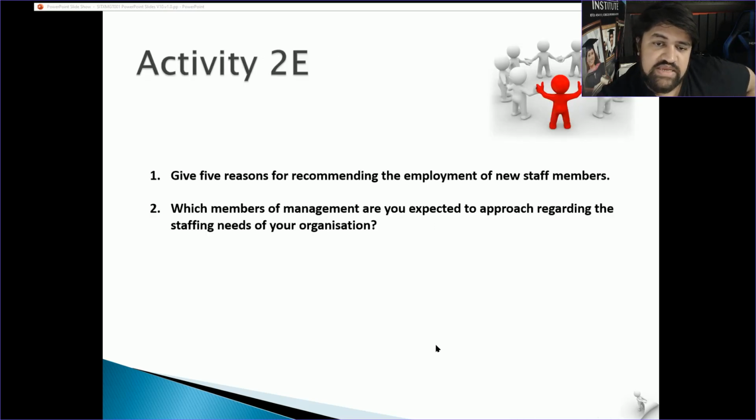So activity 2E, give 5 reasons for recommending the employment of new staff members.